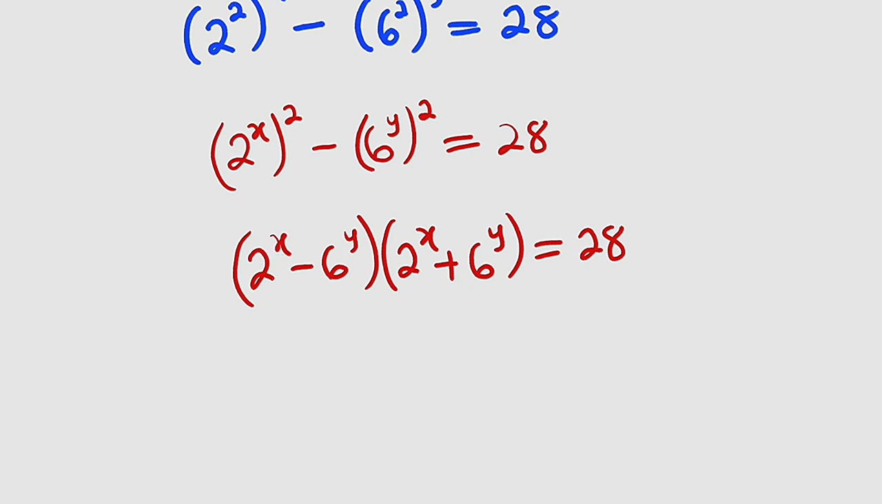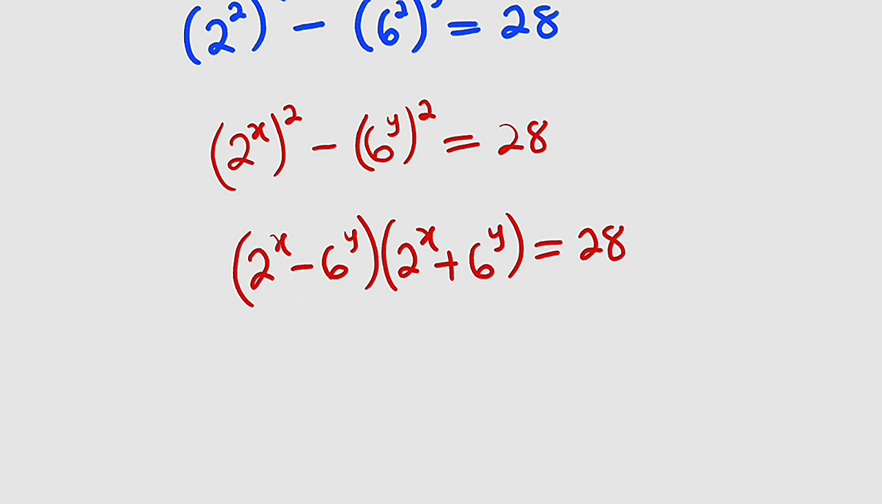Any even number raised to the power of a natural number will still give us an even number. Therefore, all of these numbers are even numbers. And you should know that the sum and the difference of two even numbers will give us an even number. Therefore, this is an even number. This is also an even number. And the product of two even numbers will give us an even number, and you know that 28 is also an even number. That is the first condition.